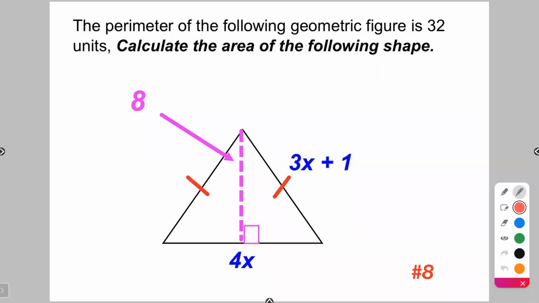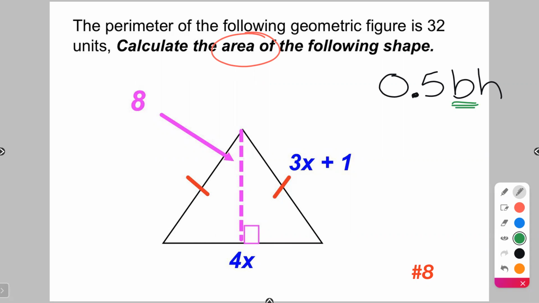When you read the directions, the perimeter totals 32, and your objective is to calculate the area of the triangle. So first and foremost, how do we calculate the area of a triangle? We need to use a simple math formula. We multiply three things together: 1/2 multiplied by the base of the triangle times the height of the triangle.